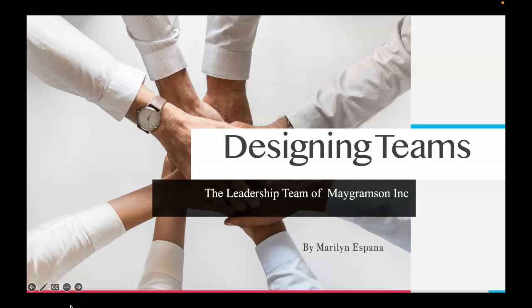Designing Teams, The Leadership Team of Makeroom Sim Inc. by Marilyn Espana.